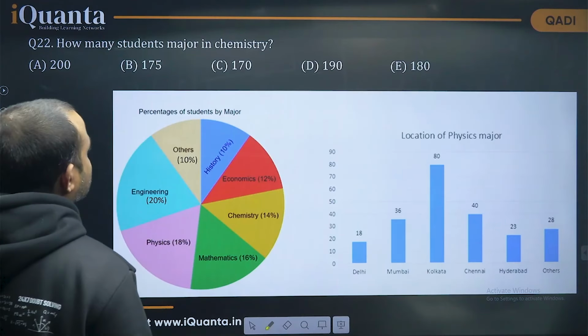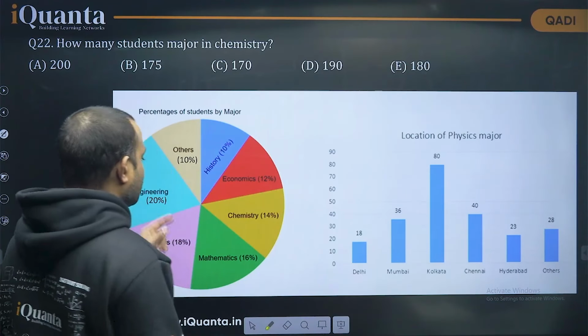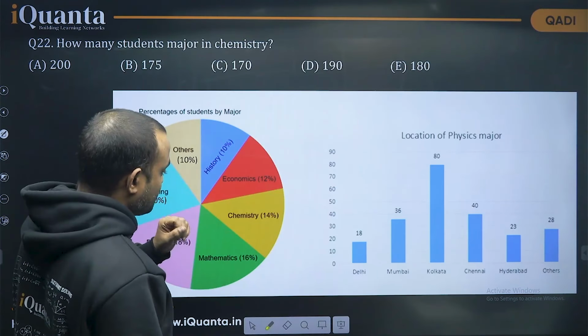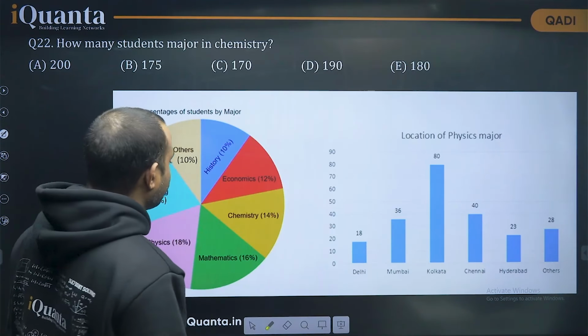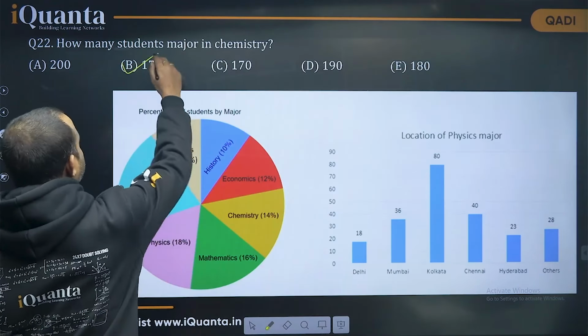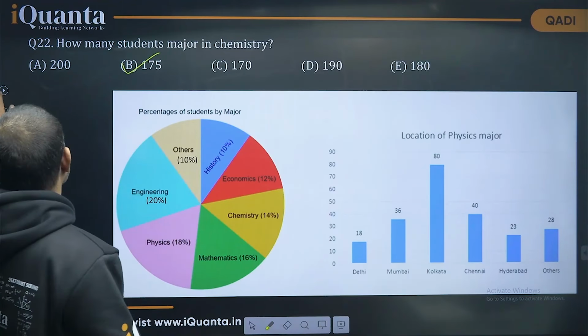How many students major in chemistry? In case of chemistry, 14%. So 125 plus 50, 175. Option B is the correct answer.